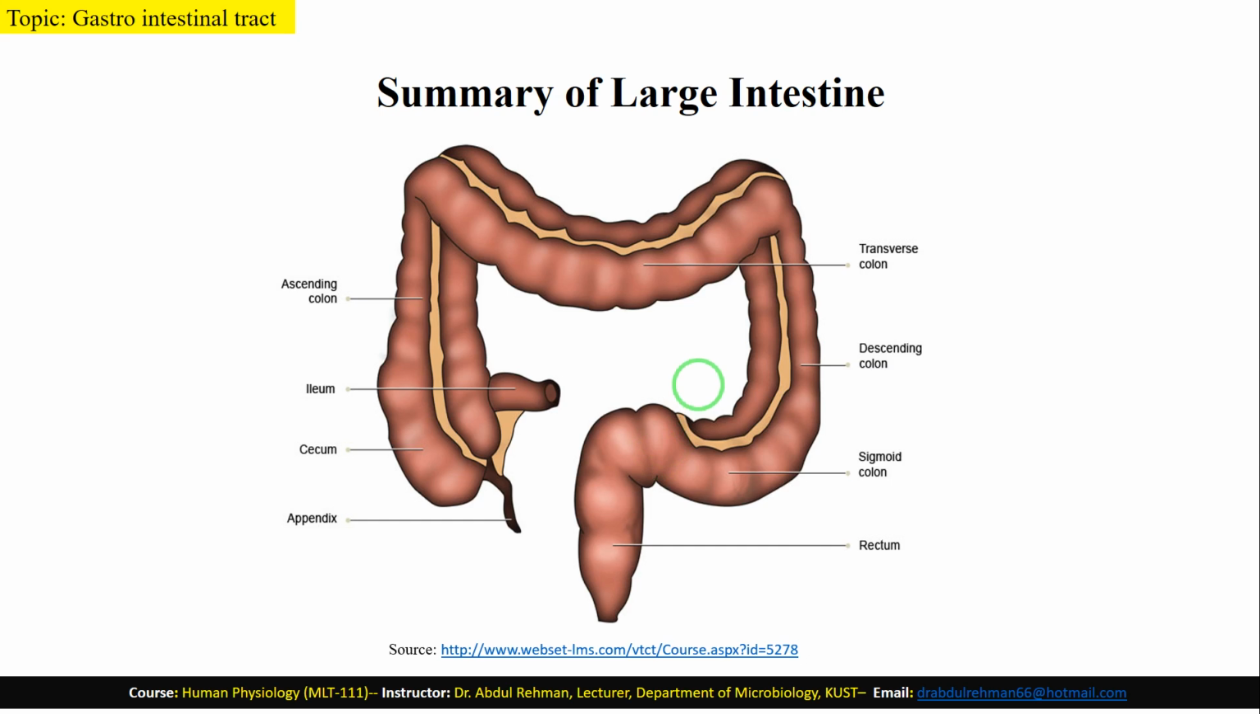Overall, what is the summary of the large intestine? The large intestine is the final section of the gastrointestinal tract that performs the vital task of absorbing water and vitamins while converting digested food into feces. Although it is shorter in length than the small intestine, it is much thicker as compared to the small intestine. The overall length of the large intestine is about 5 feet, and its diameter is about 2.5 inches. Where is it located?